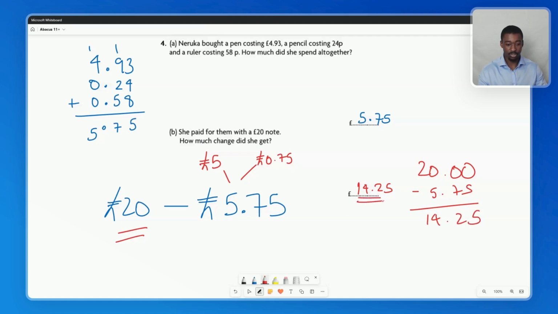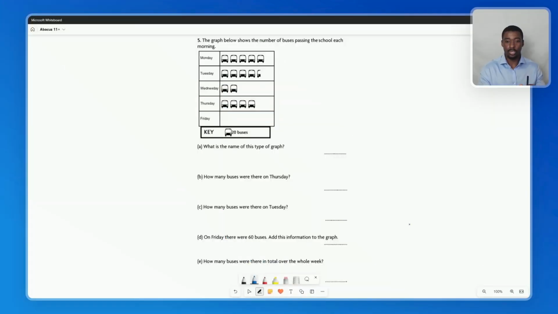Okay, so £14.25. Okay, so here we have a question and we can see a graph showing the number of buses passing the school each morning. And we see you have a key here. So we're told that each bus is equal to 20 buses. So each bus on this pictograph is equal to 20 buses in real life. So part A, we've already given it away. What is the name of this type of graph? This is a pictograph.